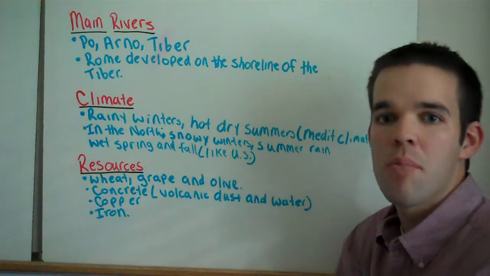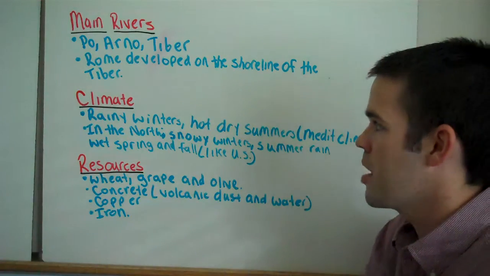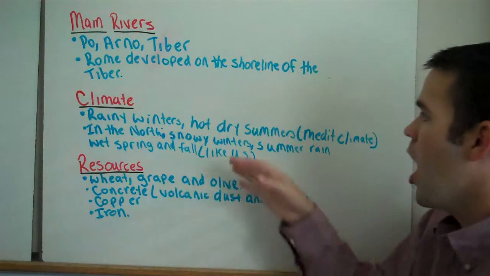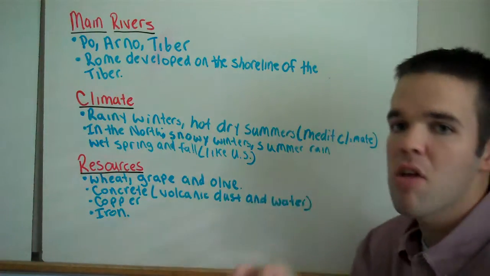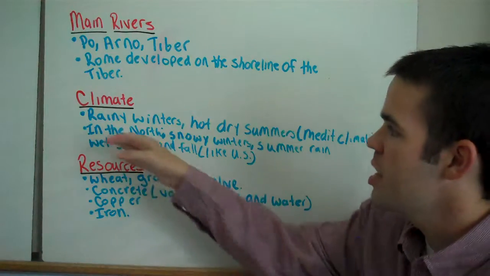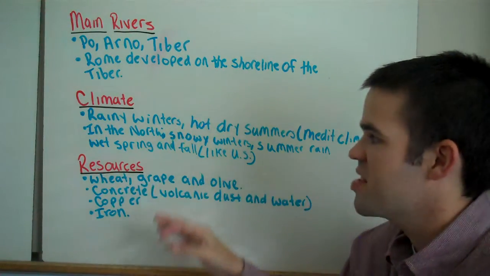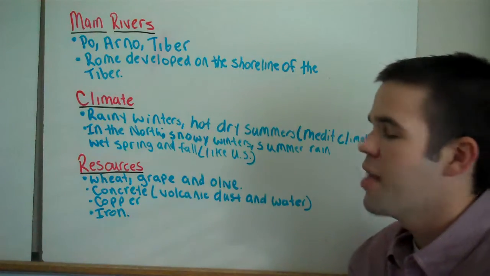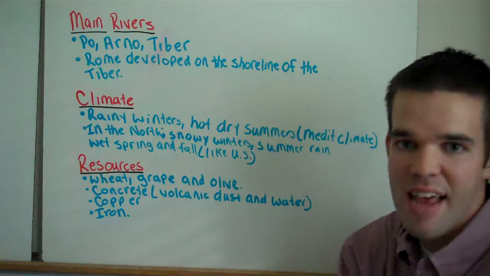Climate. Climate also means weather. So that's really what we're talking about when we talk about climate. Rainy winters, hot and dry summers in most of Italy. That is primarily the Mediterranean style climate. In the north, snowy winters, summer rain, wet spring, and wet fall. That is primarily the type of climate that is in the United States.